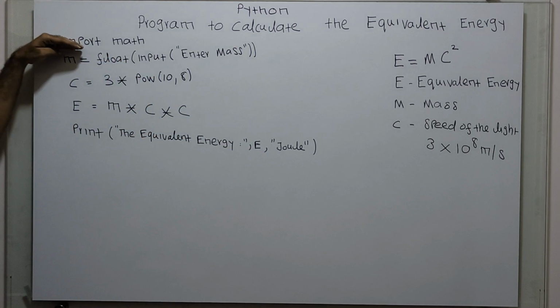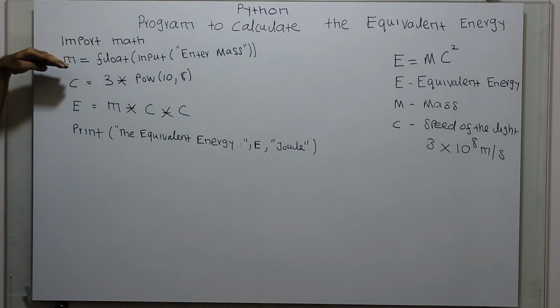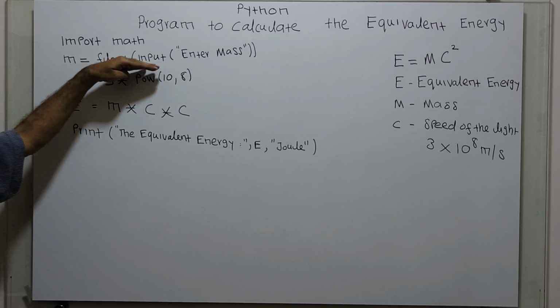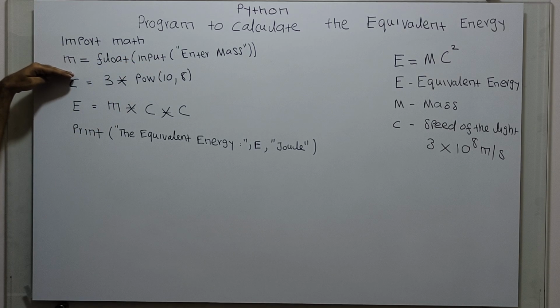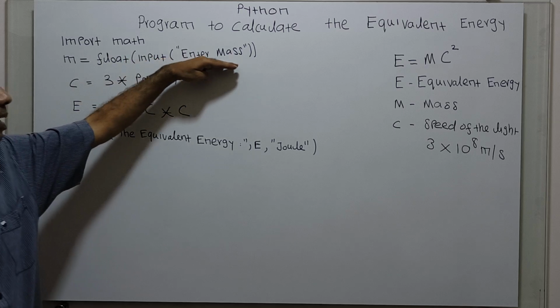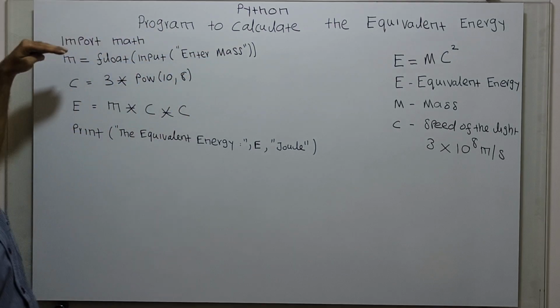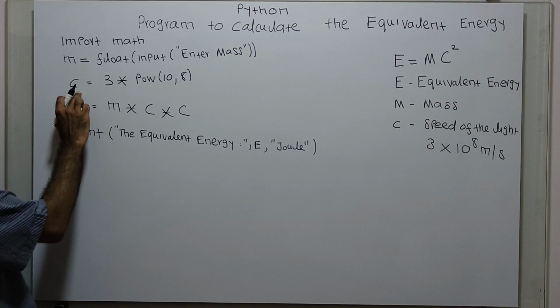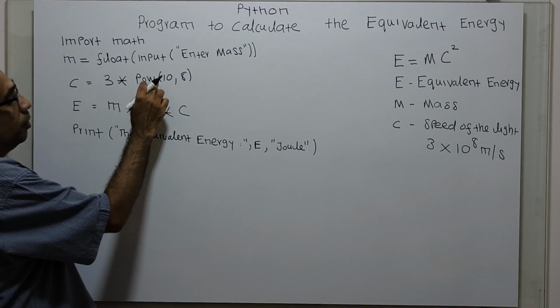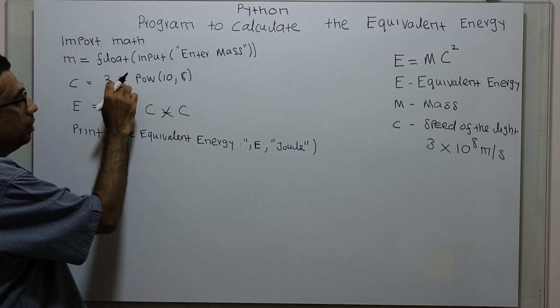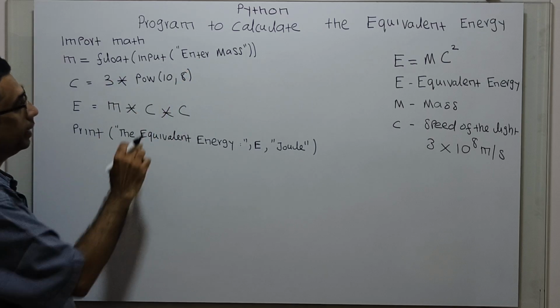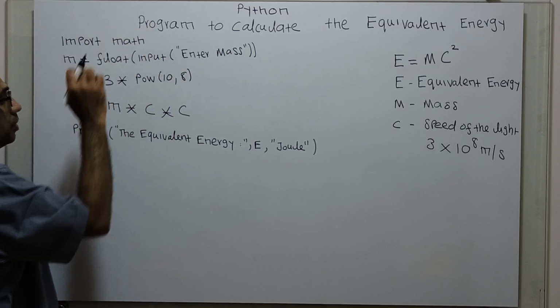So I am importing the math module. I am obtaining an input from the user for the value m, that is for mass. I ask the user to enter the mass. This will be displayed in the console, and the value entered by the user is stored in the variable m. C equals speed of light, 3 multiplied with POW of 10, 8. Here 3 multiplied with 10 power 8 will get calculated. POW is the function which is available in the math module.